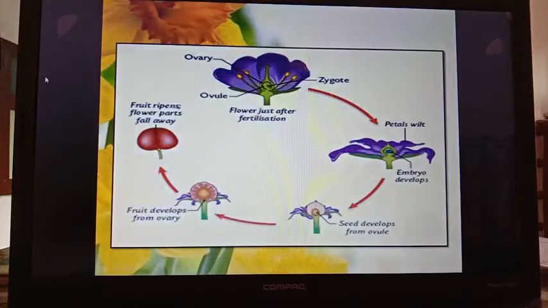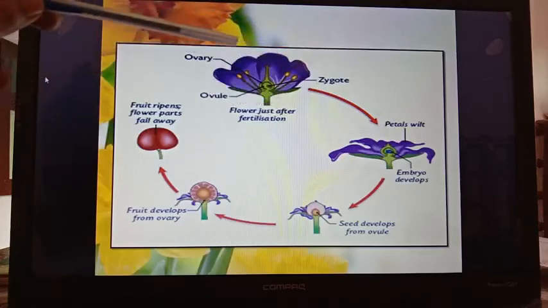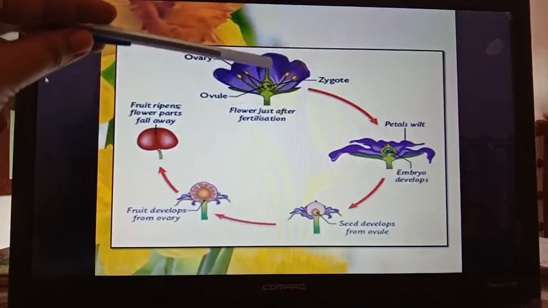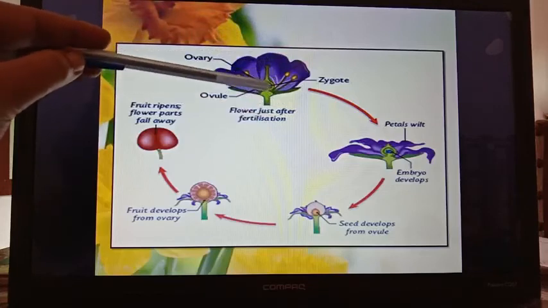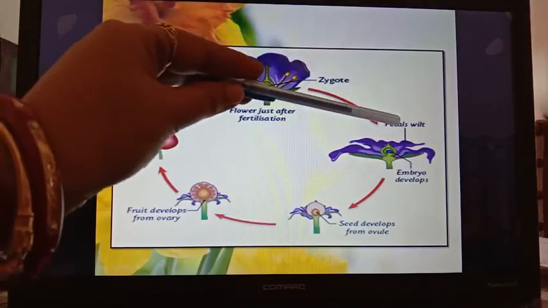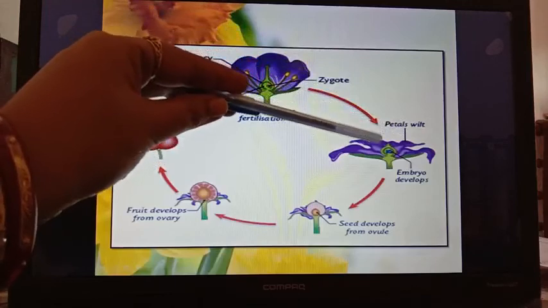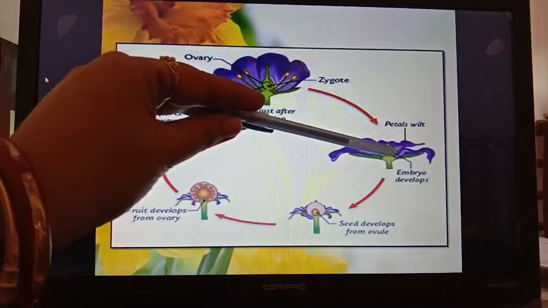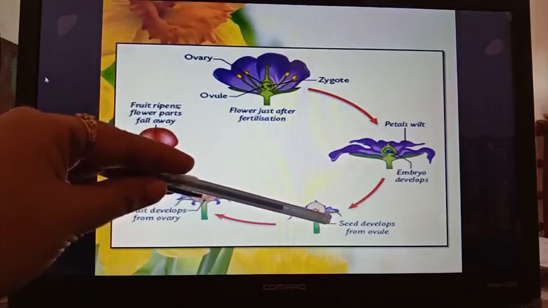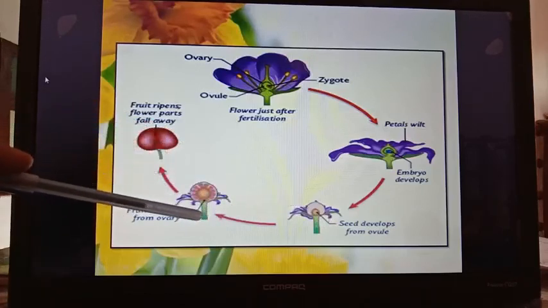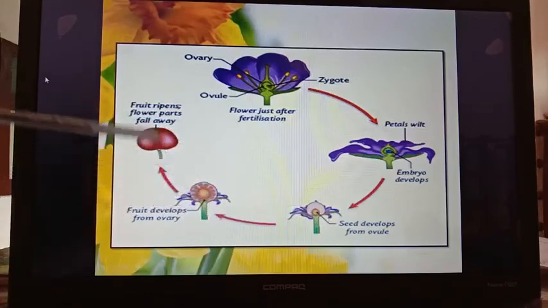Here you can see with the picture the flower, inside which, in the gynoecium, the zygote is formed, a flower just after fertilization. Now the petals wilt or wither off and the embryo develops from the zygote, then the seed develops from the ovule, then the fruit develops from the ovary, and when the fruit ripens, the flower parts fall off.